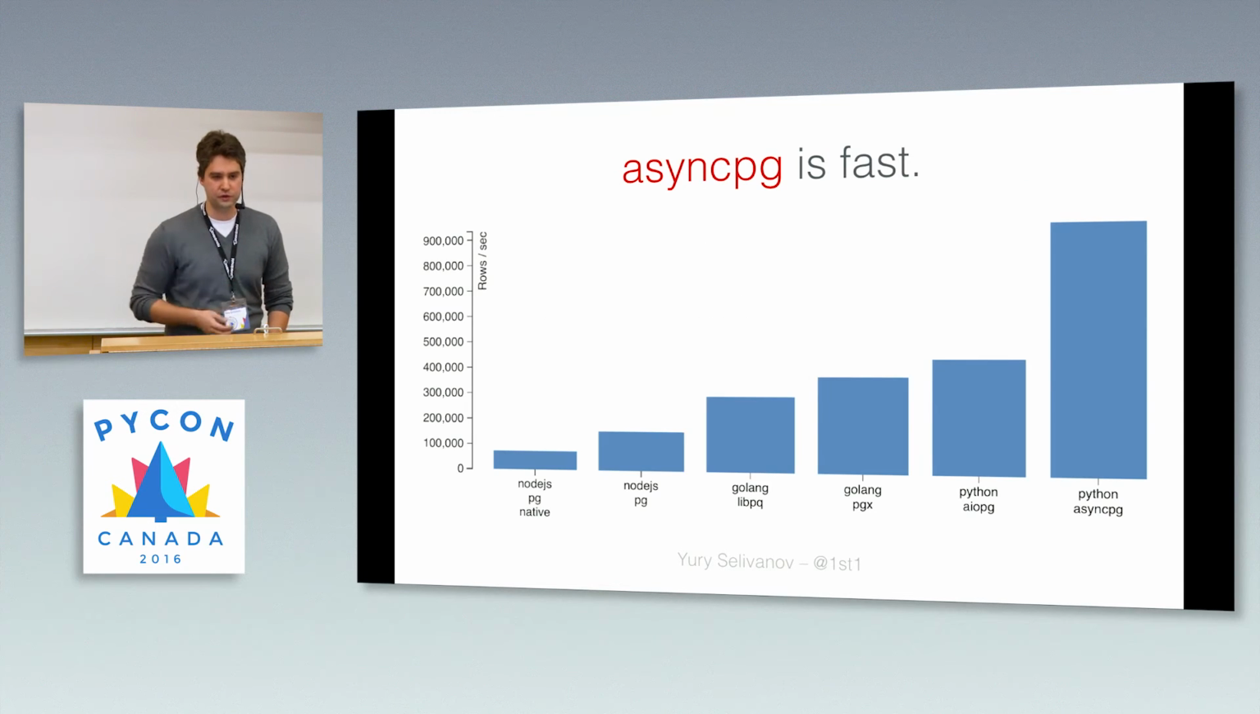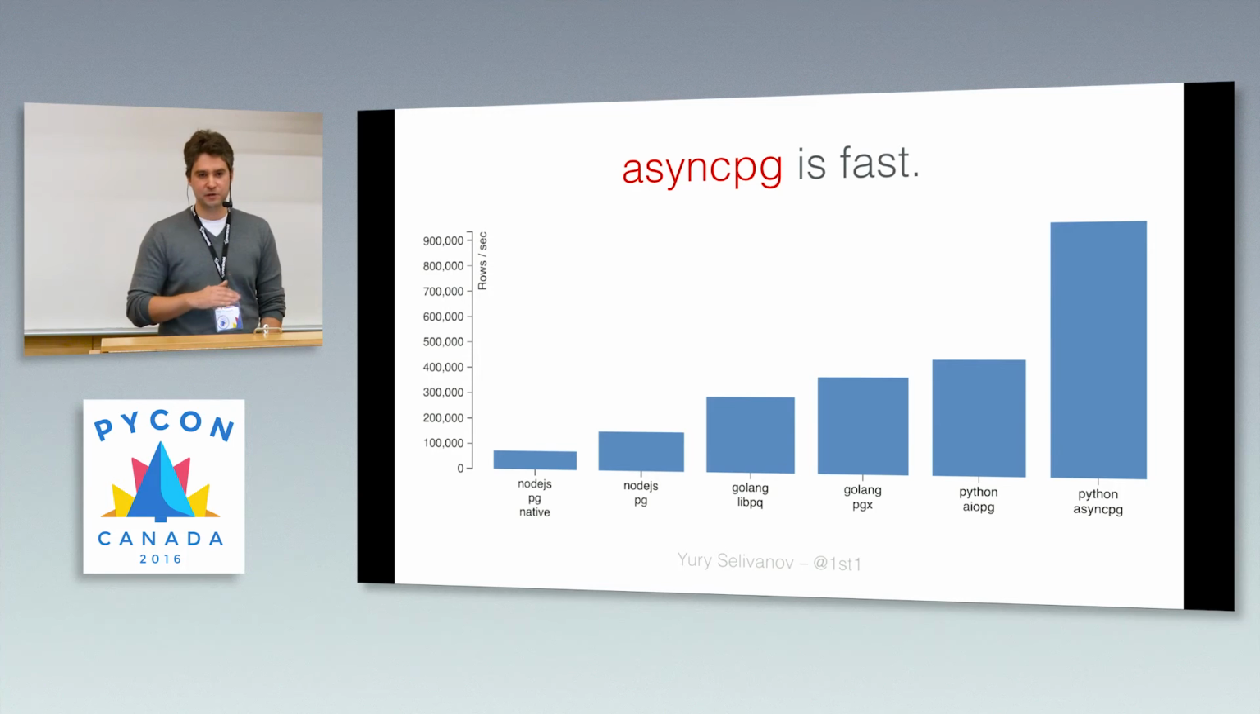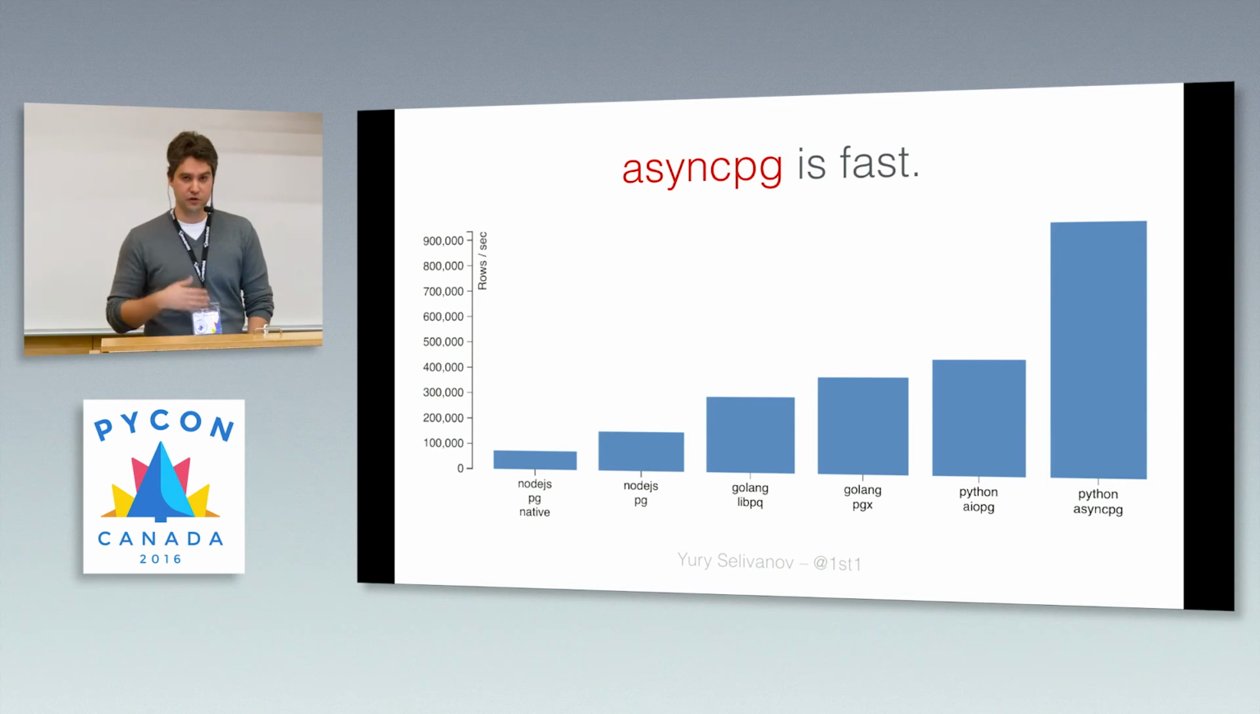And it kind of shows, because AsyncPG is 2 times faster than anything that we've benchmarked. It's 10 times faster than libraries for Node.js. And it's 2 times faster than even libraries for Go that are written in pure Go.